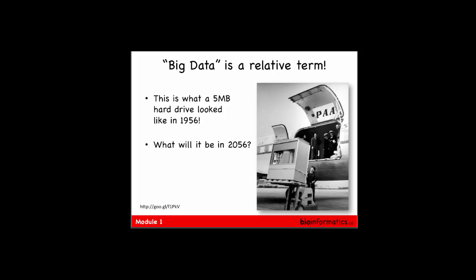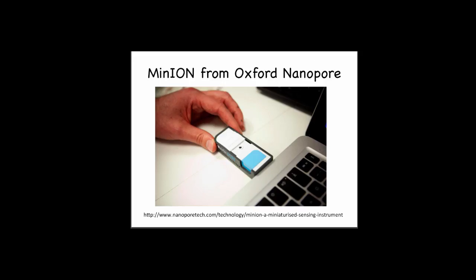So big data. That was just some allusion to this. This is a 5 meg hard disk from several years ago. 5 meg now, I don't know, is an email attachment, right? And so things have changed a lot over the years. Also, this is a sequencer from one company that's available now. You basically drop your DNA into the Oxford Nanopore, so it reads DNA directly into your laptop. It's a USB key into your laptop.